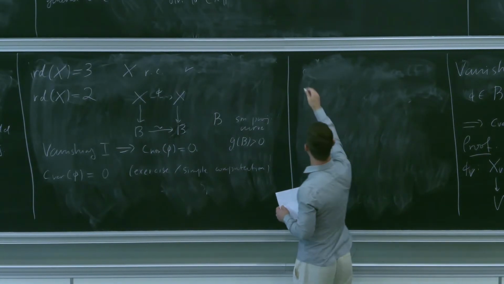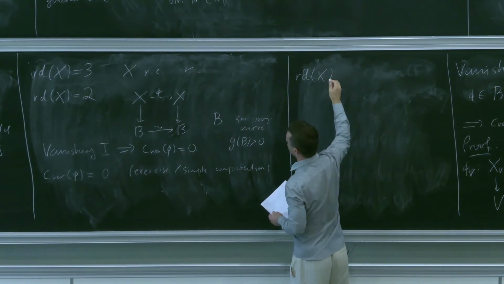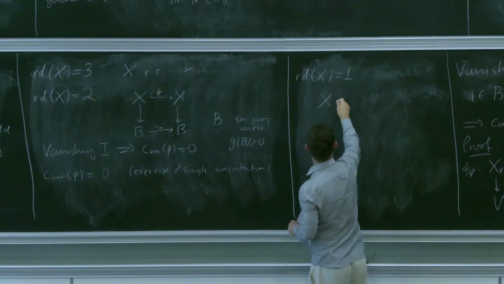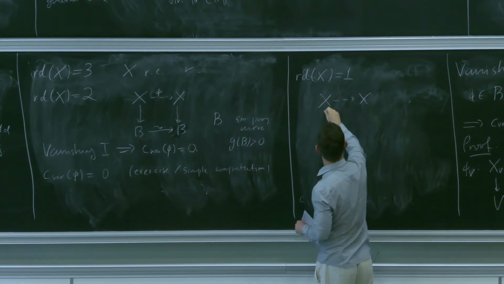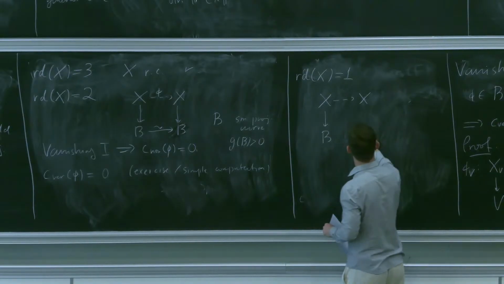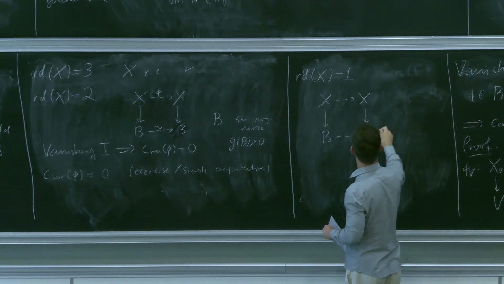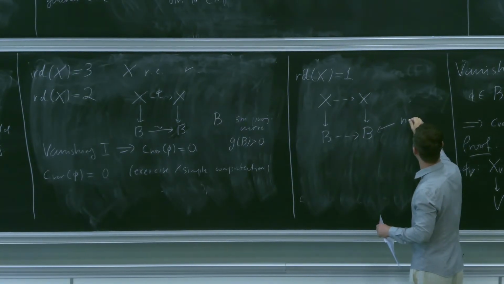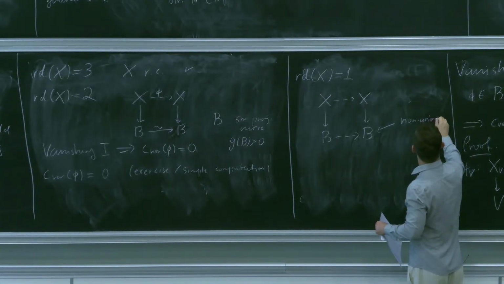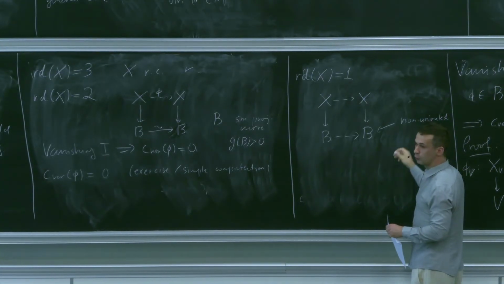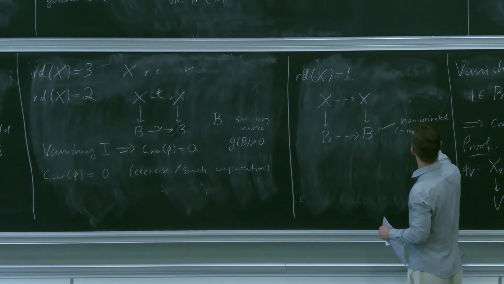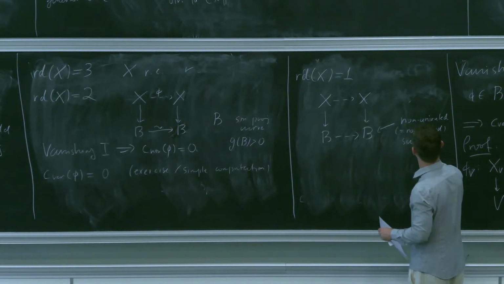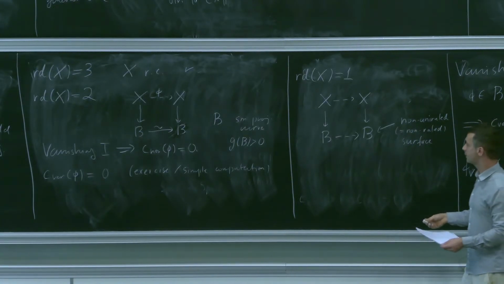So what's the next case? Next case is rationally connected dimension 1. Now the roles of the fibers and the base are reversed. So I have this situation where my base is a non-uniruled surface. And for surfaces, non-uniruled is the same as non-ruled, for surfaces over an algebraically closed field. So, a surface without many rational curves.